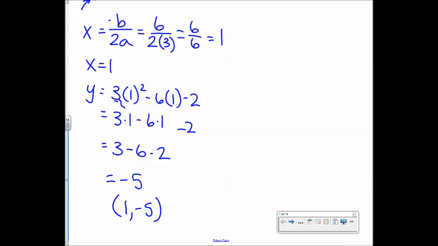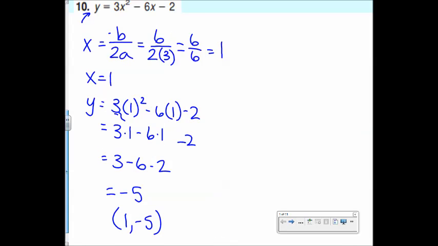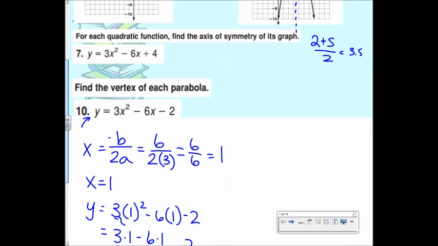Okay? A lot of people did all that work too for number 7. You don't have to. For number 7, you're just looking for the axis of symmetry, so that's just the x value. So I wouldn't mark you wrong if you did all that. Just save time. Okay? You don't have to. Read the directions carefully.